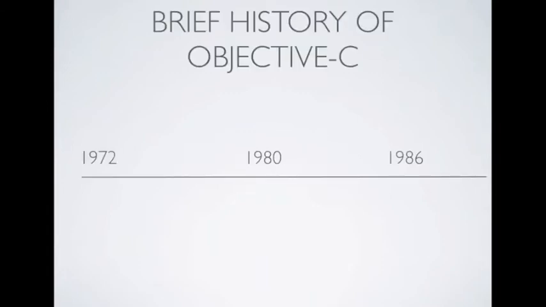So we're going to start in 1972, and that marks the birth of the original C programming language. This was not an object-oriented language, this was not C++, not C#, this was just C. Okay, it's just basic C. But in 1980, you see the birth of a language called Smalltalk. Now, Smalltalk was the first object-oriented language to really catch on.